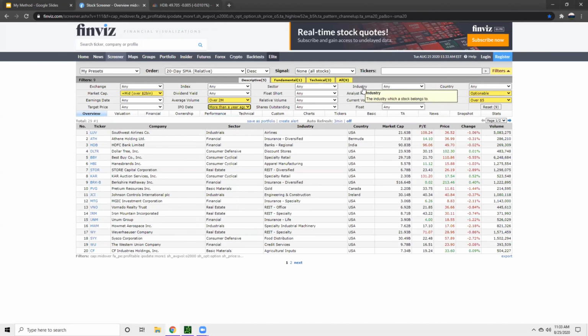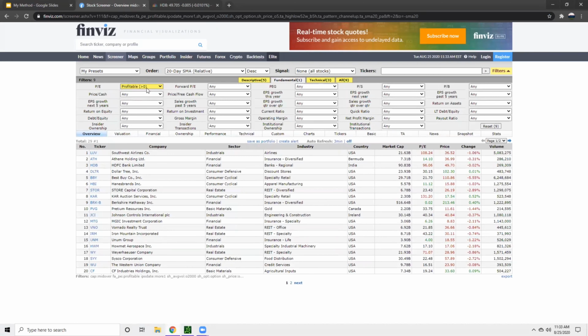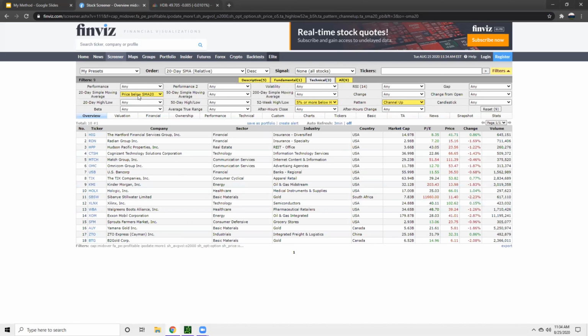Then we'll go to the fundamental tab. We want the PE to be above 0. We want them to be a profitable company. And we need to have the price of the stock below the 20-day simple moving average. And we are going to need the 52-week high and low. We need the stock price now to be at least 5% below that. I don't want to place stocks at their all-time high.